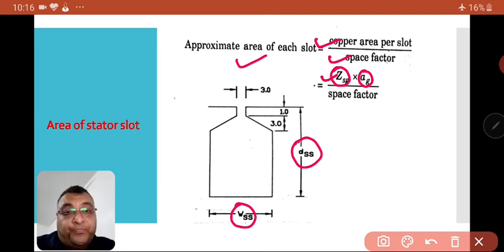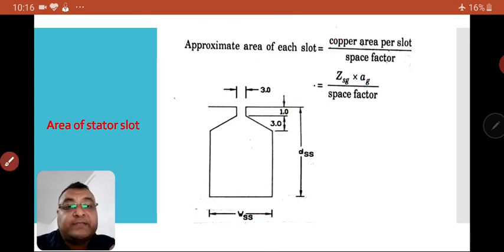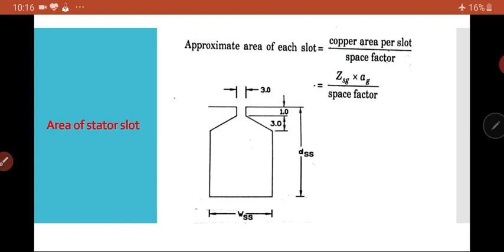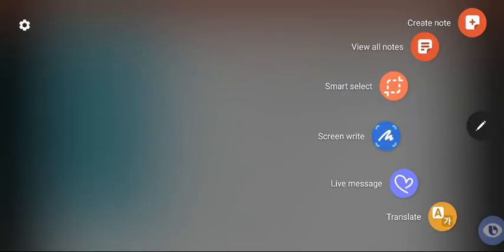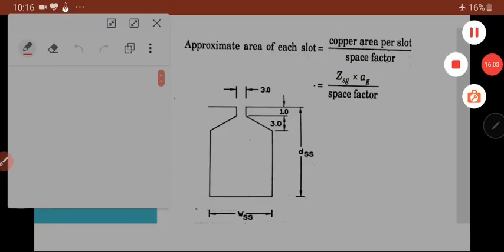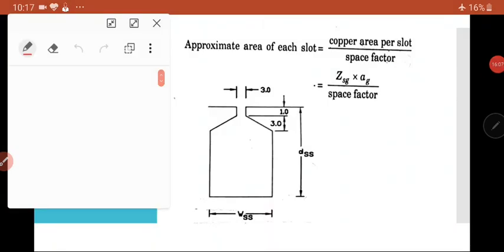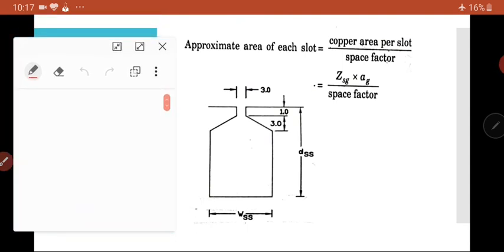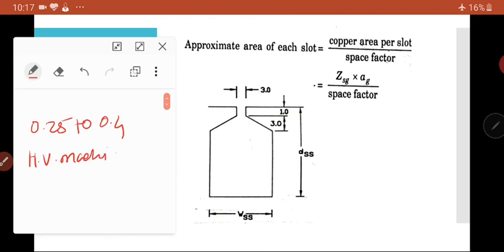Now we will see the space factor. Just a moment, I will show you one by one. When we consider the space factor, what we keep in mind is that it should be between 0.25 to 0.4. High voltage machines have lower space factors owing to the large thickness of insulation. So in the case of HV machines, we must consider that the thickness of insulation should be large.